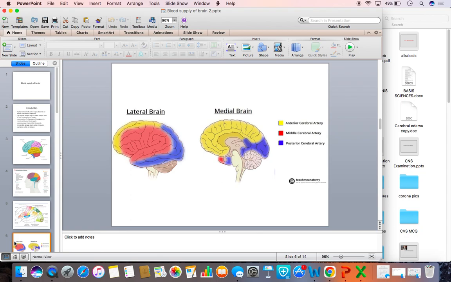The posterior cerebral artery, its territory is demarcated by blue color. It supplies the most part of the occipital lobe and a strip of the parietal lobe superiorly and a part of the temporal lobe in its lower part. So these are the parts of the brain supplied by middle cerebral artery, anterior cerebral artery, and the posterior cerebral artery.